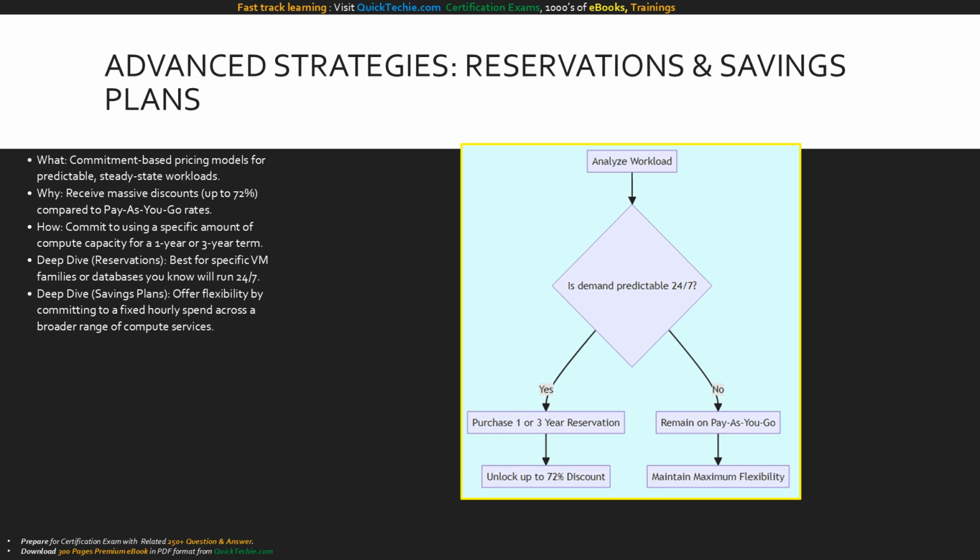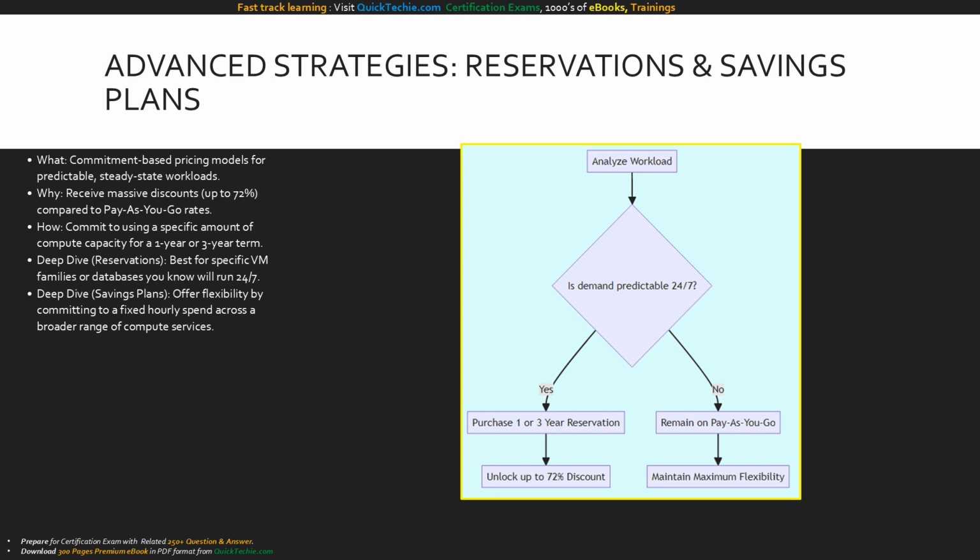If you need more flexibility across different regions or VM types, you can use a savings plan. With a savings plan, you simply commit to a fixed hourly compute spend, and the cloud provider applies deep discounts across your entire compute portfolio automatically. This is how enterprises master their budgets.